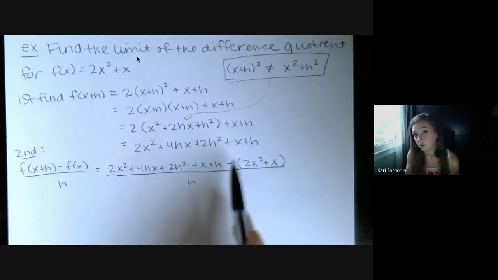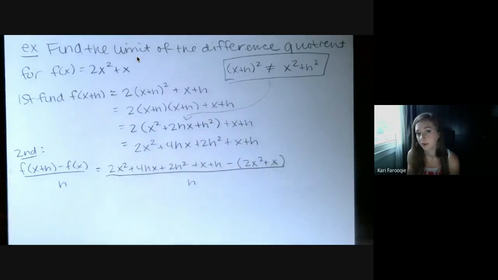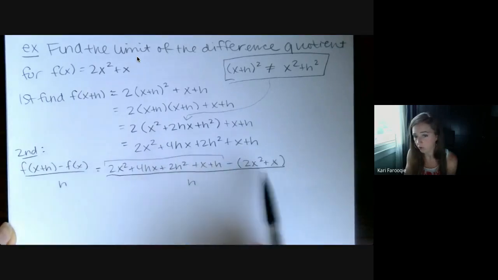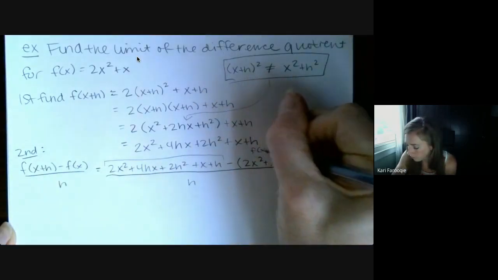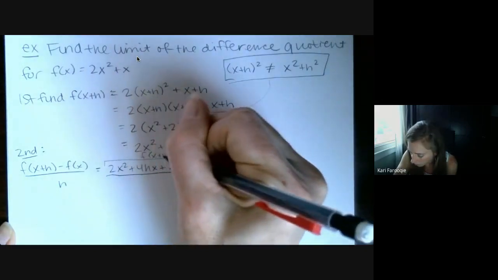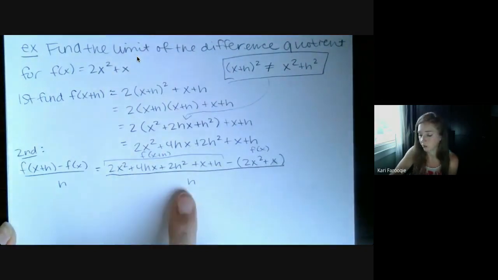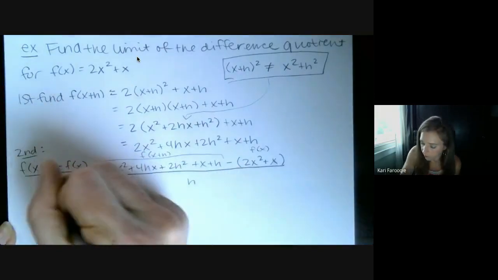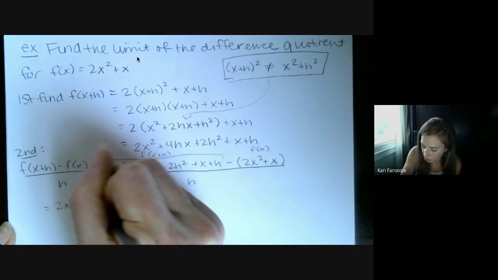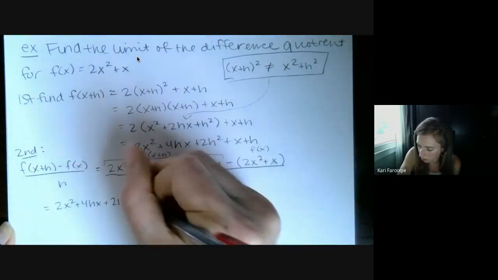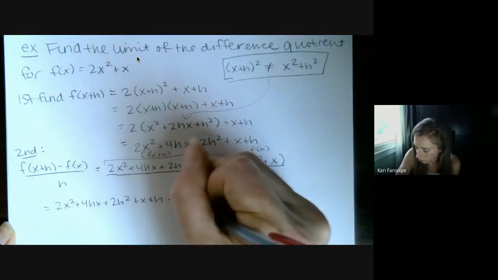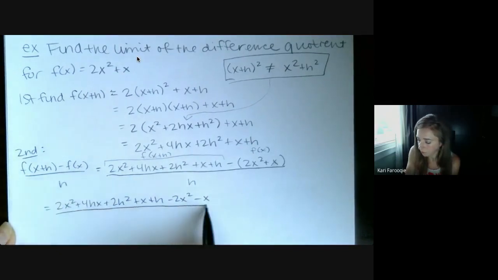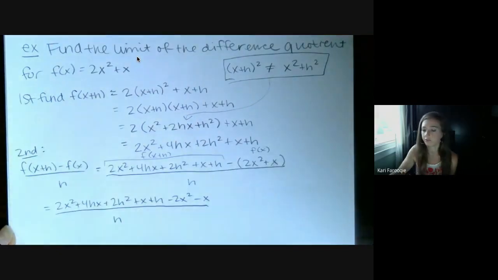And as your math teacher, I'm here to tell you what's really good for you mathematically. All right, so we're going to have to distribute. So this was our f of x plus h, and we're subtracting off f of x. So f of x plus h minus f of x divided by h. Okay, so when we subtract this off, we'll have 2x squared plus 4hx plus 2h squared plus x plus h minus 2x squared minus x. And then we'll simplify.